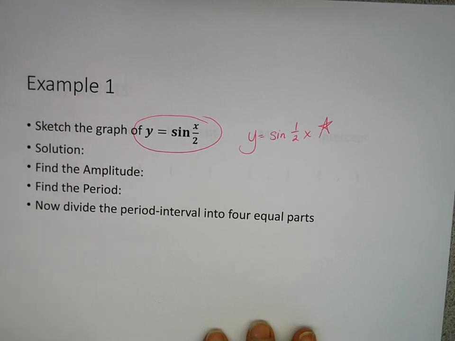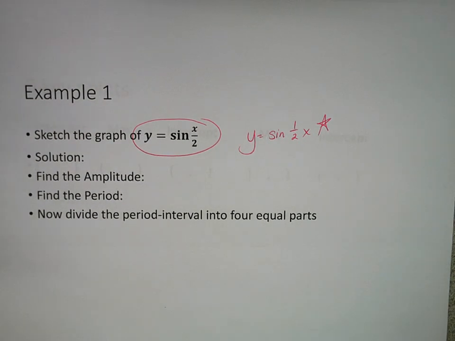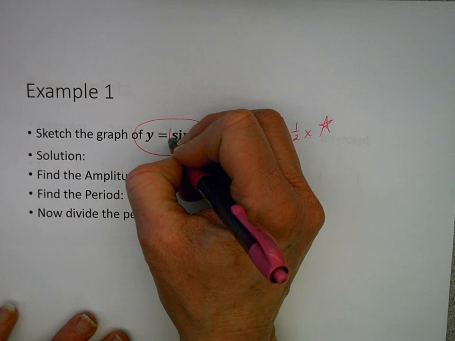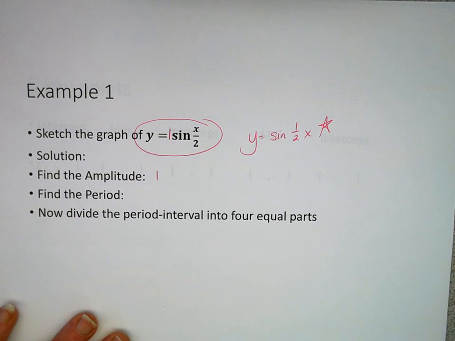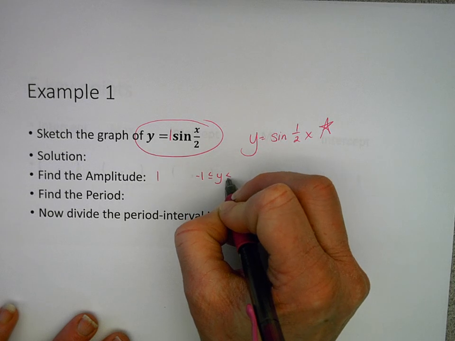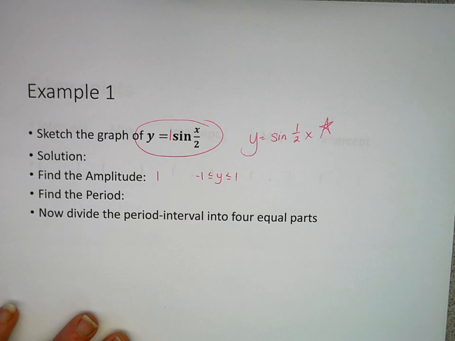I look: do you have the right amplitude? Do you have the right period? Did you divide it into the right equal parts? And is your shape right? Is it a sine graph, cosine graph, upside down, inverted, whatever? So let's first find the amplitude. It's understood that there's a 1 there, so our amplitude is 1. That means I'm going to scale the y-axis from -1 to 1.